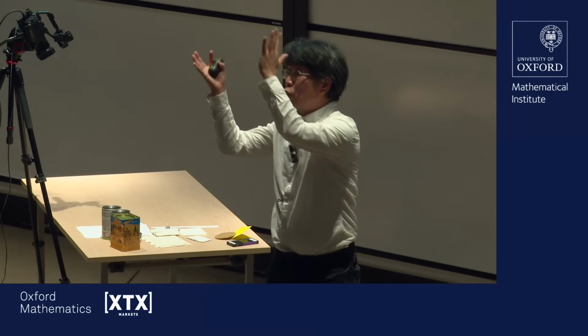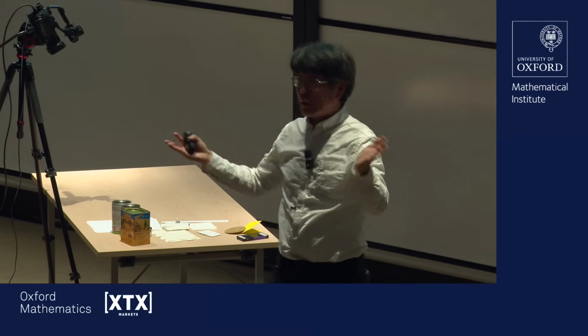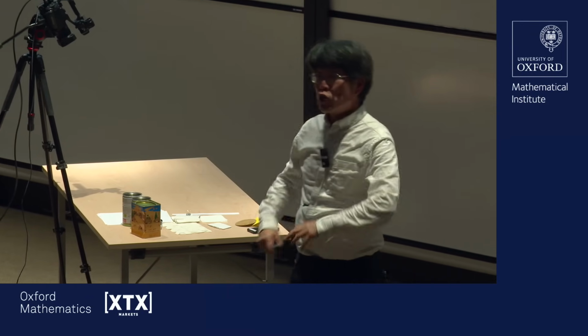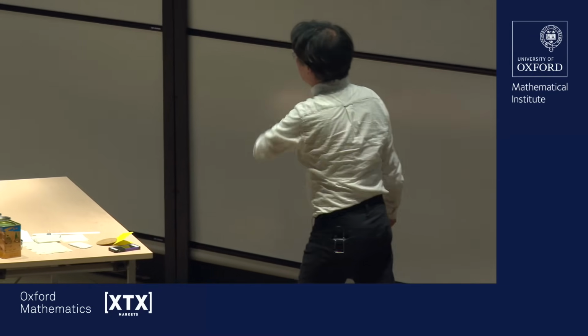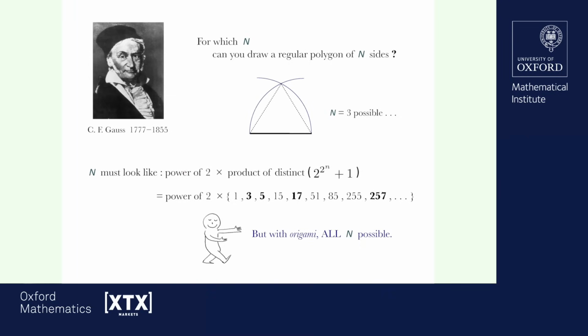The power of 2 is easy because once you have constructed some regular n-gon, you can always divide each of the angles into 2 parts. Bisection is easy, so you can always double the number of sides. You see, that's why the power of 2 is cheap, but the essential information is there. Yeah. So that's the restriction.